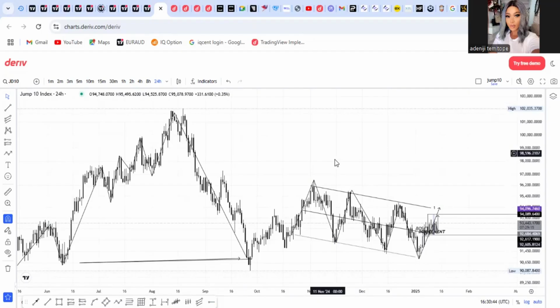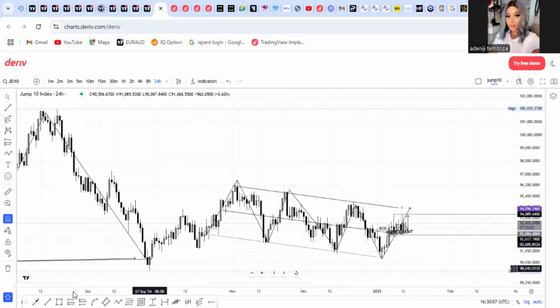And before price started trading inside of this range structure, what was price doing? Price was trading down. We had the high, the low, lower highs and lower lows, lower highs and lower lows. And we have this bearish order block right here.